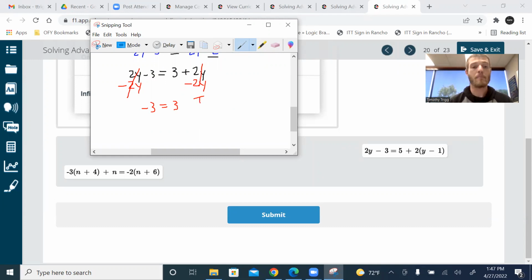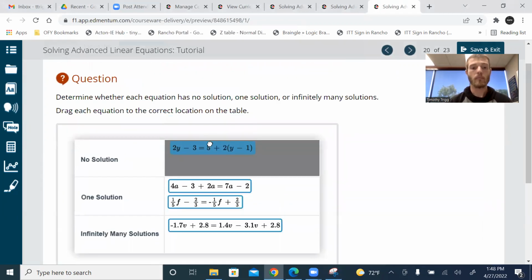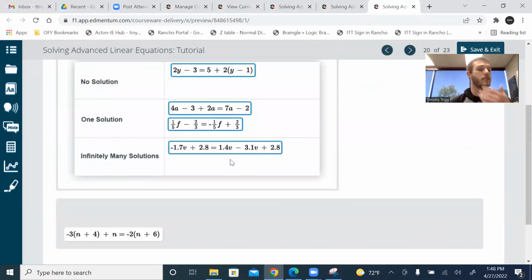But am I left with a true statement or a false statement? Well, this is a false statement, isn't it? Negative 3 equals 3. Well, that's false. These are not equal. So if you end up with something that's a false statement, that means you have no solution. As a reminder, if you end up with something that's always true, like 3 equals 3, then that's infinitely many solutions. But if you end up with something that's not true, like 3 equals negative 3, that's no solution. Okay, last one.